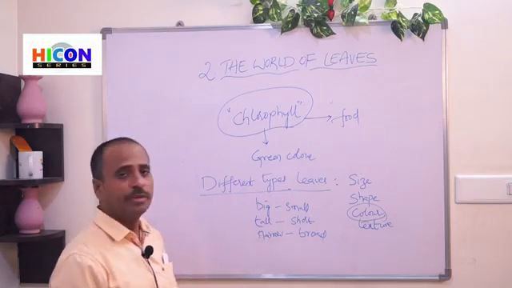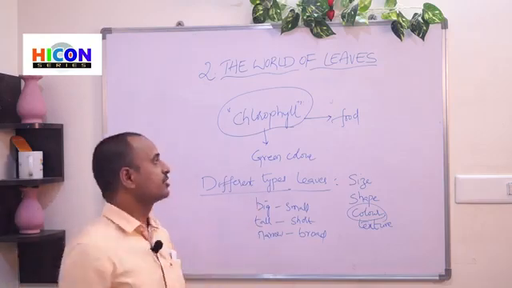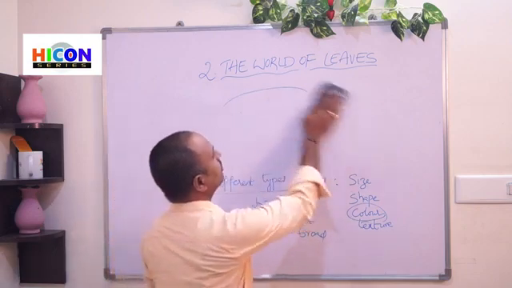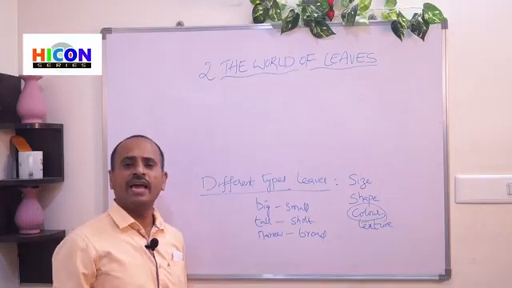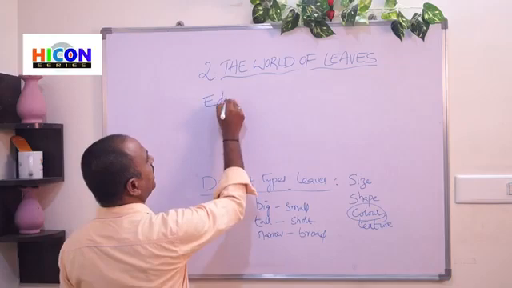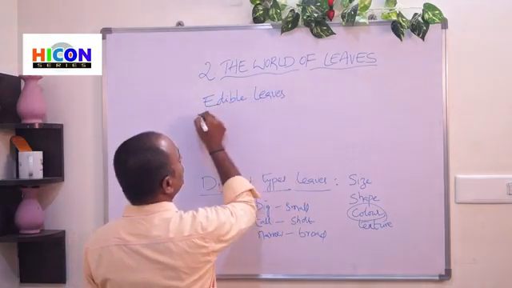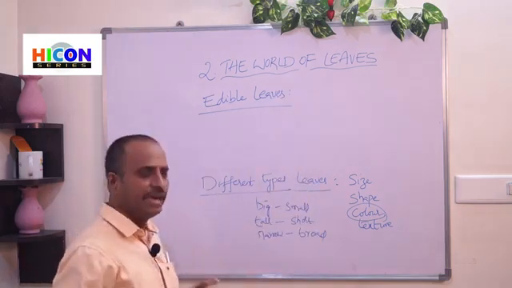Next, the edible leaves. Among the leaves, there are some leaves which we can eat as food. We can cook those leaves and eat them as our food. That's why those leaves are called edible leaves. So edible leaves means the leaves which we can eat.